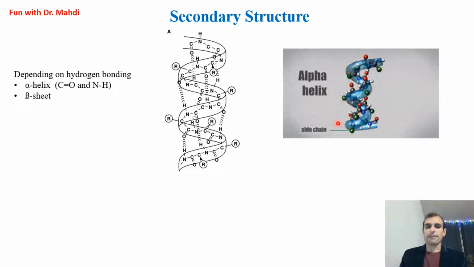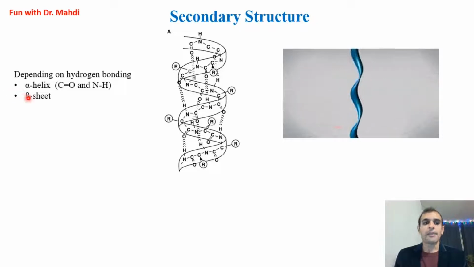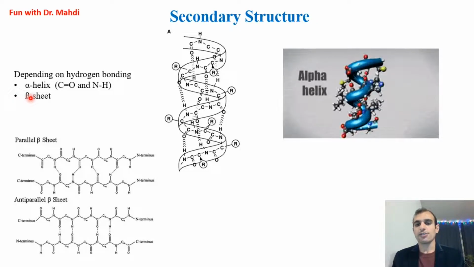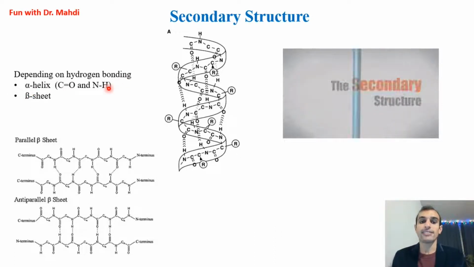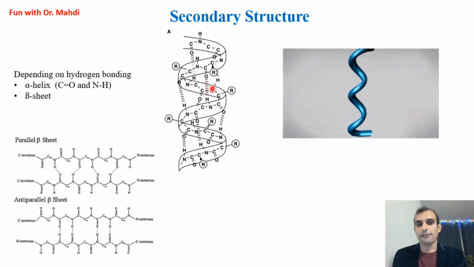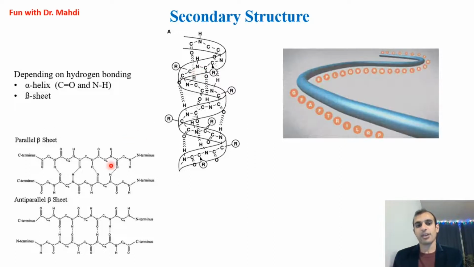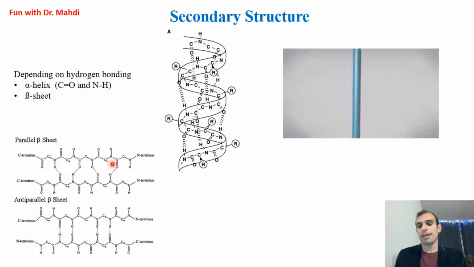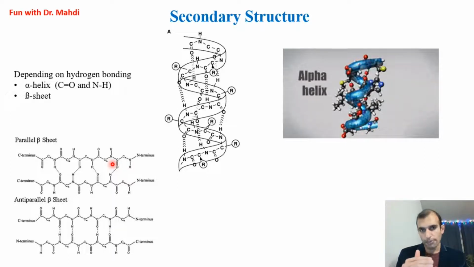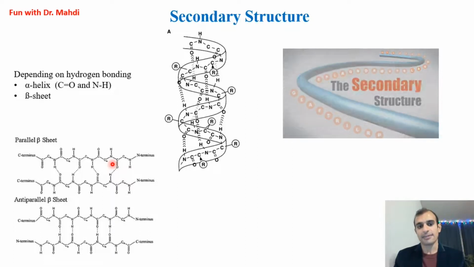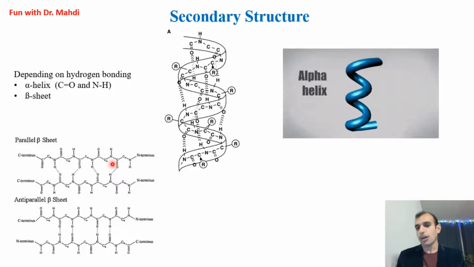The second type of secondary structure is called the beta sheet, and again the beta sheet is because of hydrogen bonding between CO and NH, but in two different amino acids in two strands. Alpha helix was because of hydrogen bonding between two amino acids in one strand, but beta sheet is because of hydrogen bonding between CO and NH in two amino acids in two strands. And there are two different types of beta sheet, I mean parallel and antiparallel.